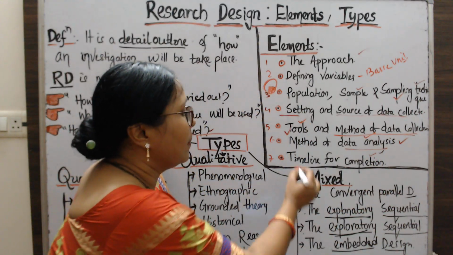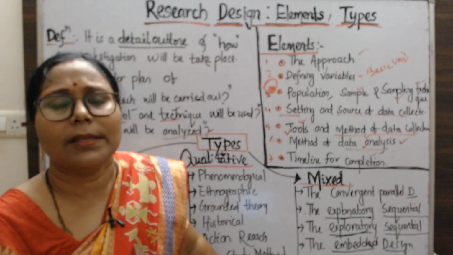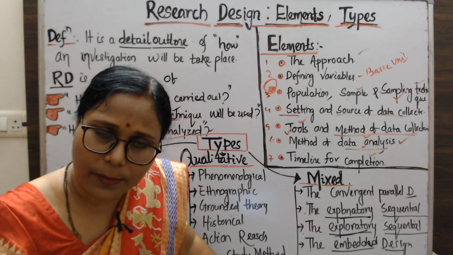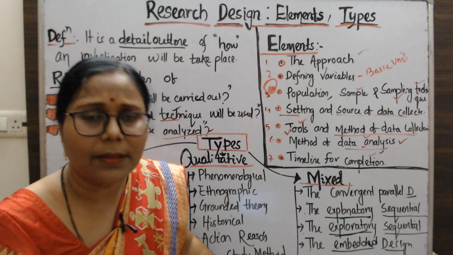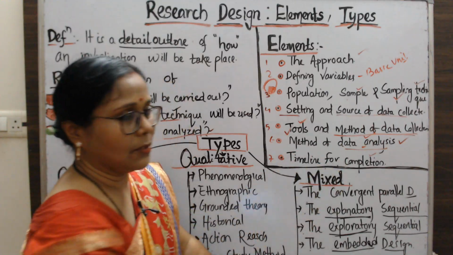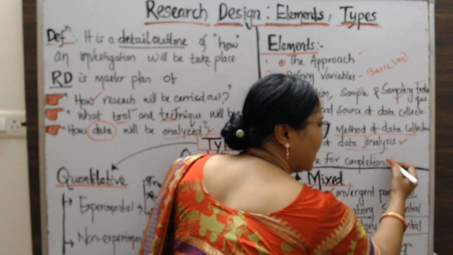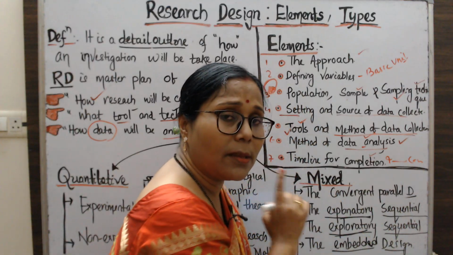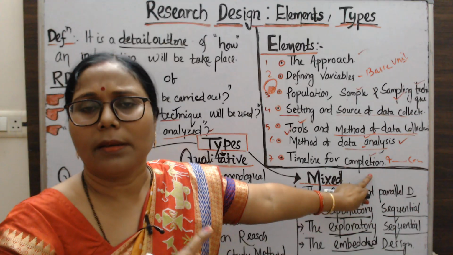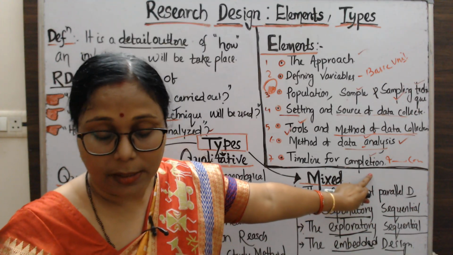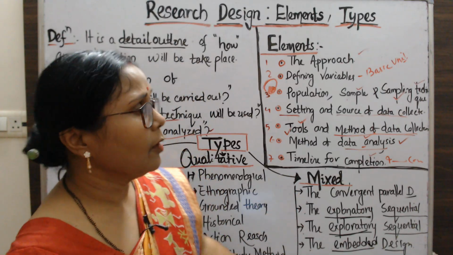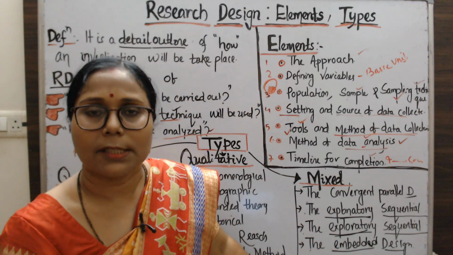Next, the method of data analysis. After collection of data, a proper analysis method should be there. Without proper analysis, the research will not end up properly. Next one is the timeline for completion. There is a timeline from the initiation to the completion of the research, so the researcher must be accountable for completing the research. It will also save the research from budget overruns. This is called the timeline of completion. So these seven elements come under research design.